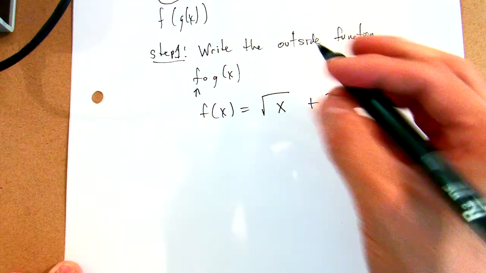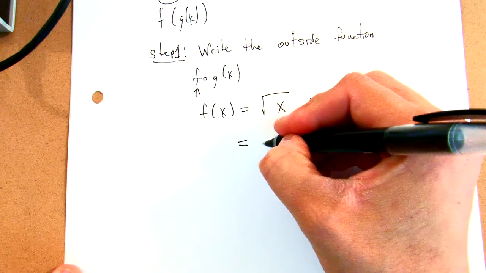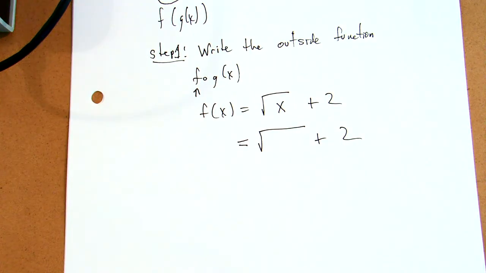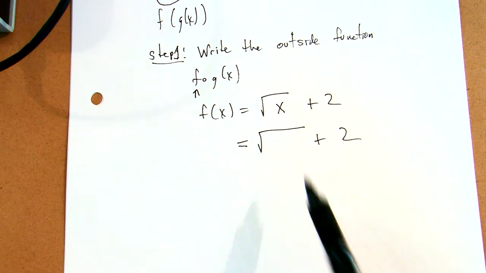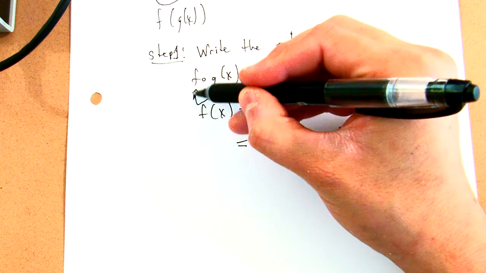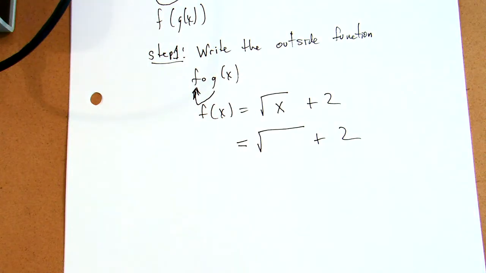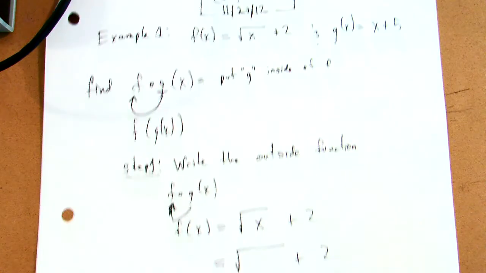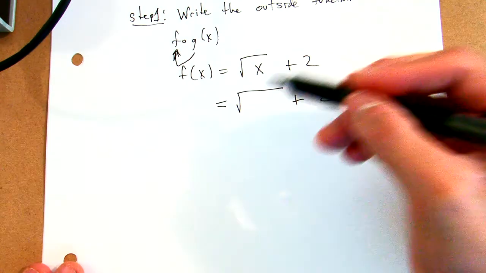Okay? So you're going to write this again, only you're going to leave it blank now. And what goes in the blank is g. You're going to put g inside. And what is g? G is what? Plus 5. So we're going to put x plus 5 in here.